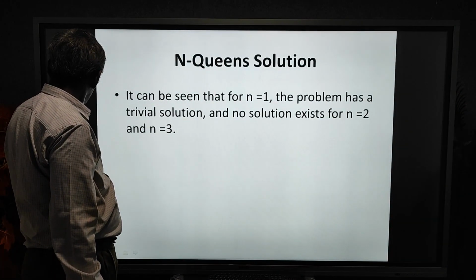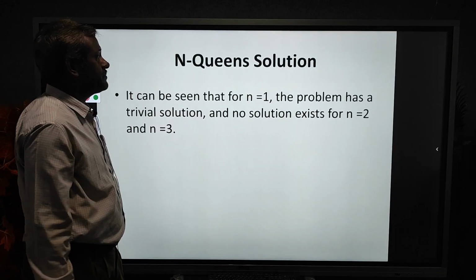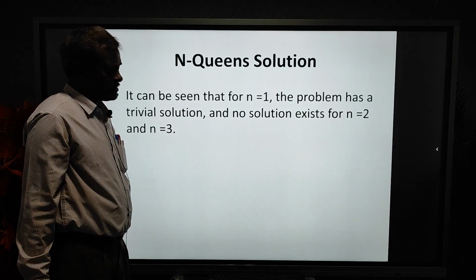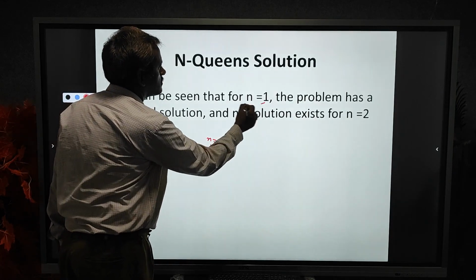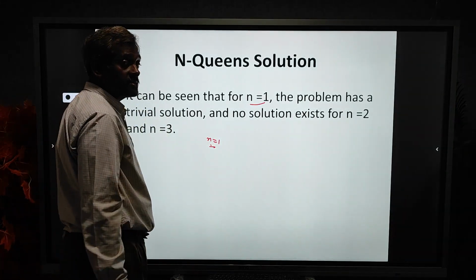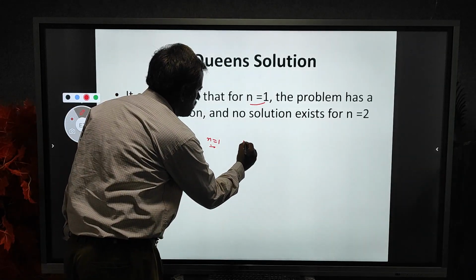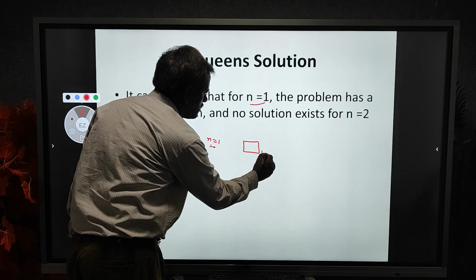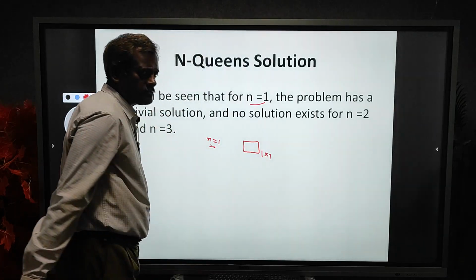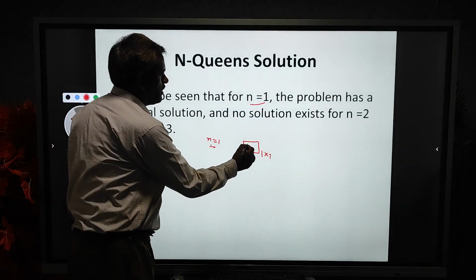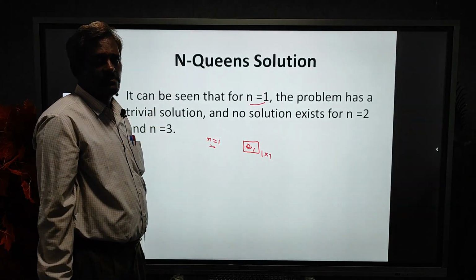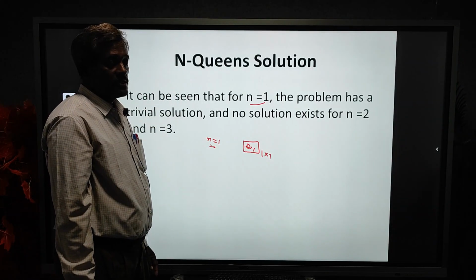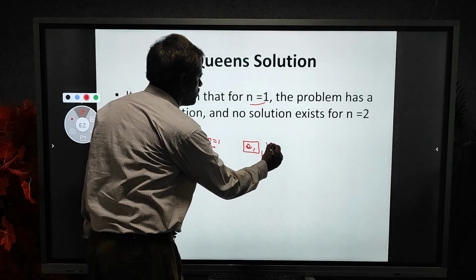Now we will check step by step. We are going to check if n is equal to 1. In this case, I am going to have a board of 1 by 1. I have to place only one queen. The Q1 has been placed. This is okay. This is one of the feasible solutions.